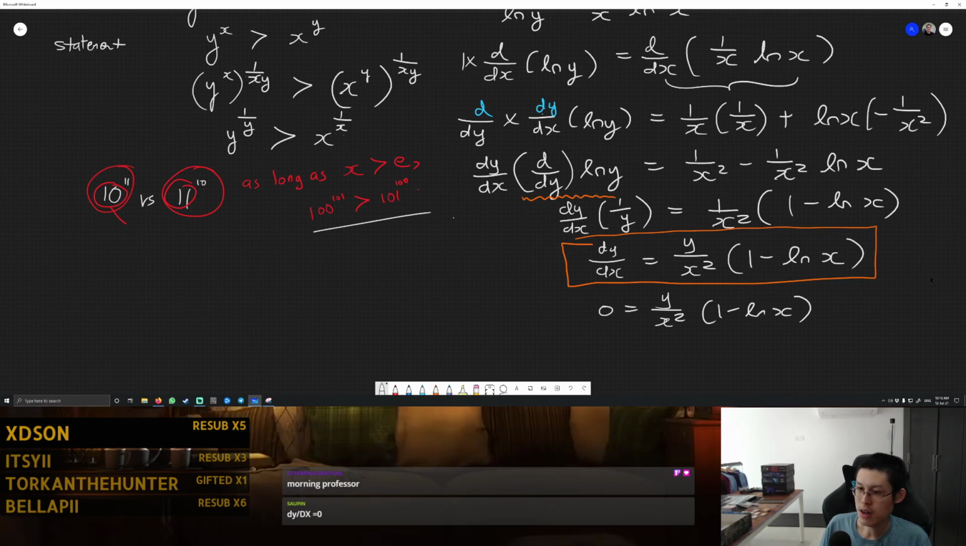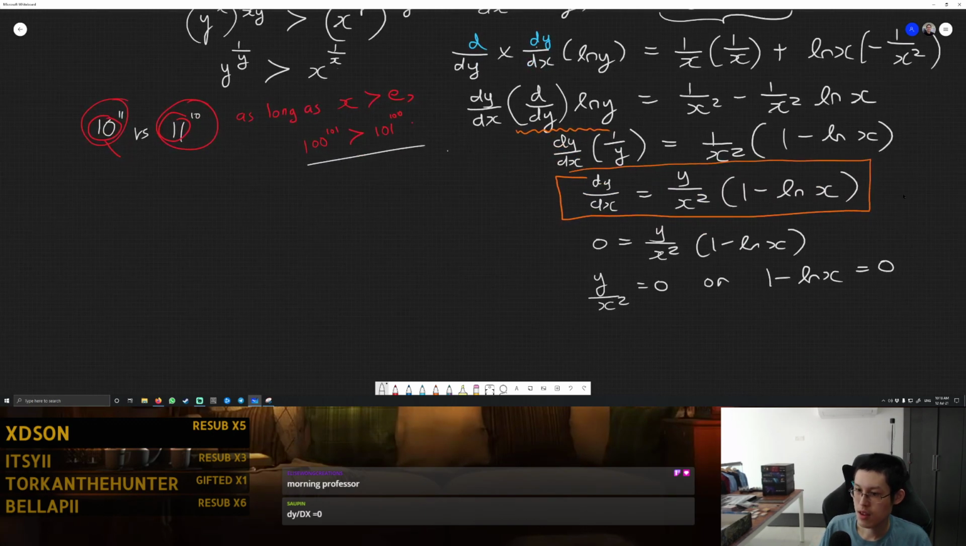So let's see. We have either y over x squared equals 0, or 1 minus ln x equals 0. Okay, so we're going to ignore this one because we're going to say that x and y are both greater than the value e. So we can ignore this guy here, which means 1 minus ln x equals 0. So ln x must equal 1. So how do you get ln x equals 1? x must be e, right? So therefore, my stationary point has to be when x is e.